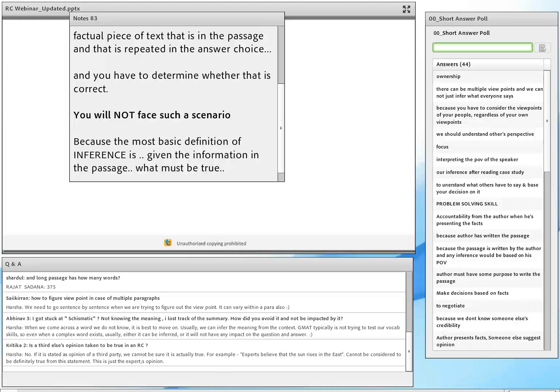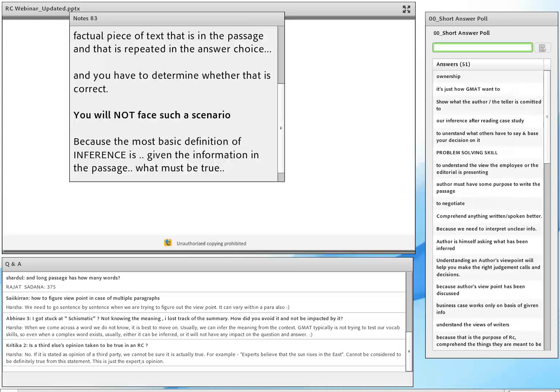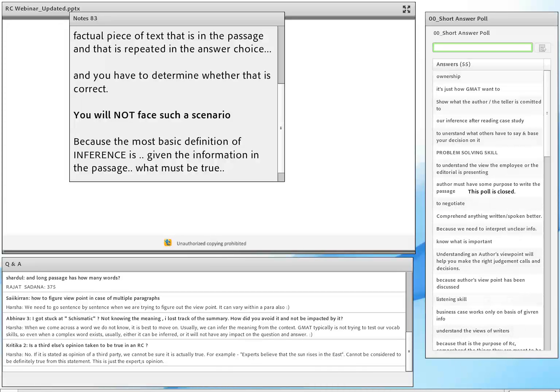And don't say just because that's how the GMAT is, because the GMAT is the world's most logical test. Most tests are trying to become like the GMAT. All right. Ownership, that's good. So let me just tell you something.